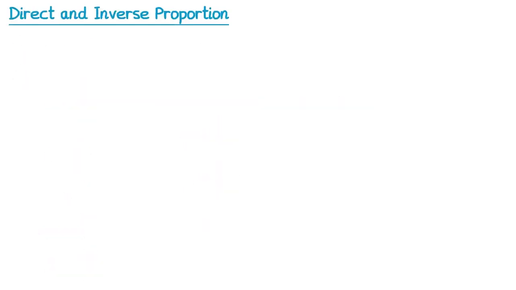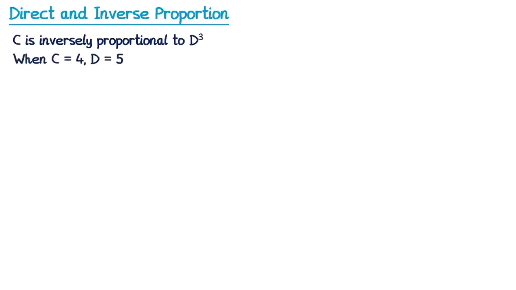Let's have a look at a slightly harder one. So we're going to stick with inverse proportion again, but this time c is inversely proportional to d cubed. And we'll have some values of c and d, and we need to work out the value of c when d is equal to 2. So this is another example of a question where they haven't asked you to work out that equation connecting c and d, but we're going to need to do it anyway.